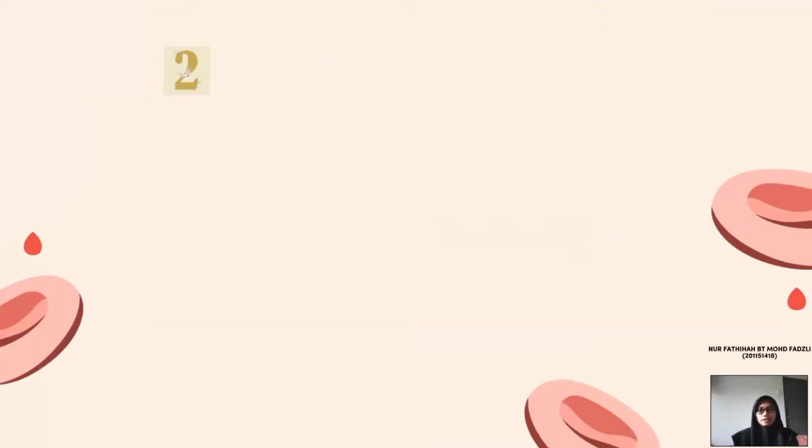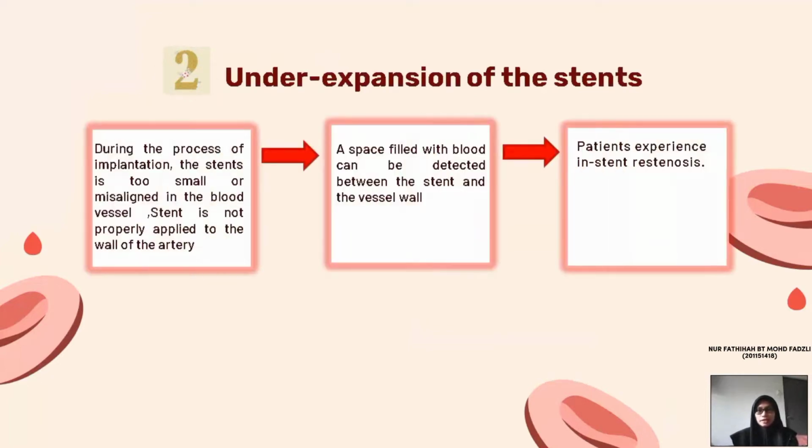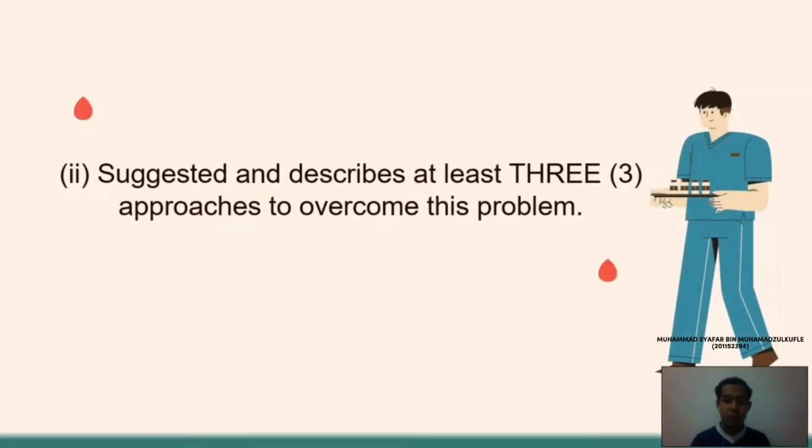In terms of mechanical causes, there is under-expansion of the stent. During the process of implantation, the stent is too small or misaligned in the blood vessel. The stent is not properly applied to the wall of the artery. A space filled with blood can be detected between the stent and the vessel wall. The patient experiences stent restenosis. Proceed with question number 2.